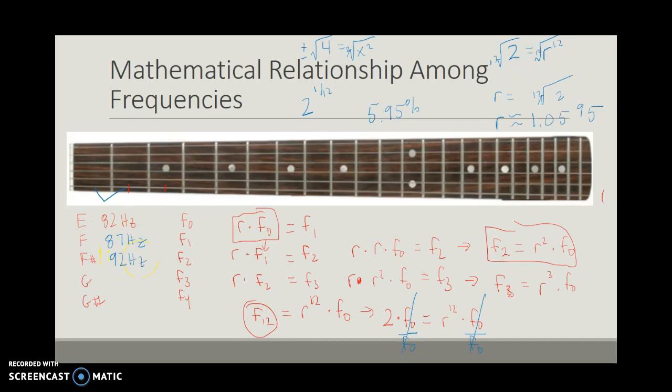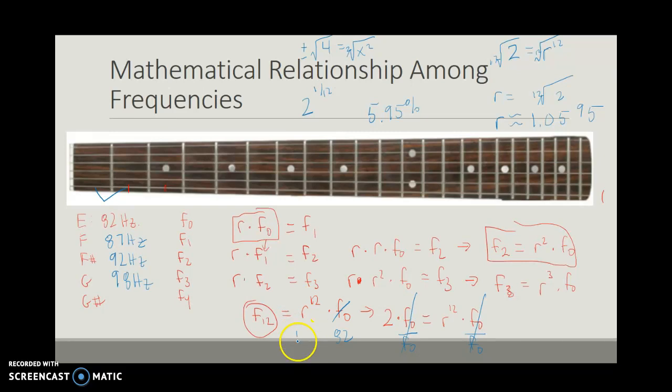And if I multiply that by 1.0595, I get 98 hertz approximately. I'm rounding to the nearest whole number. Now, according to this equation here, if I take 82, my F naught, I'm going to replace that with 82, and I multiply it by r to the 12th power.